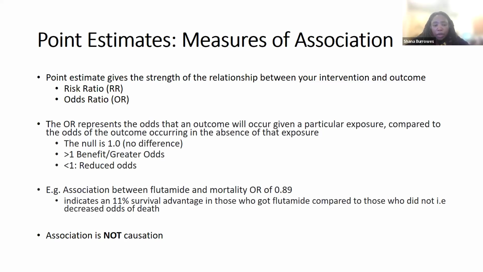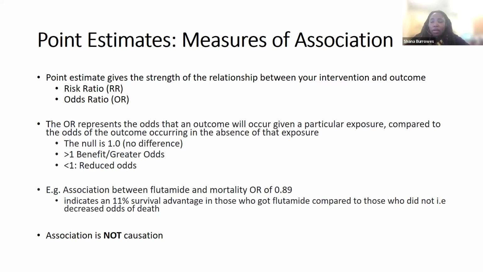For example, consider the association between flutamide, which reduces receptors for prostate cancer, and mortality. If you got a value of 0.89, it indicates that those who got the treatment had reduced odds of dying. That indicates an 11% survival advantage, and the way you calculate that 11% is 1 minus 0.89.